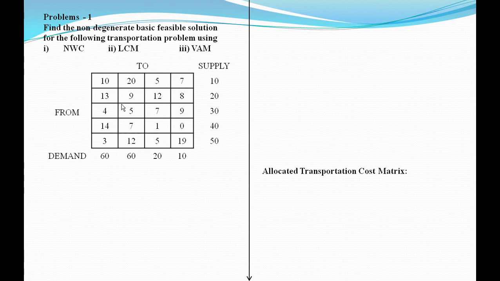First of all, before beginning the problem, you have to check whether the given transportation problem is balanced or not. So I have made a solution to start the problem. First, I am checking the summation of ai.